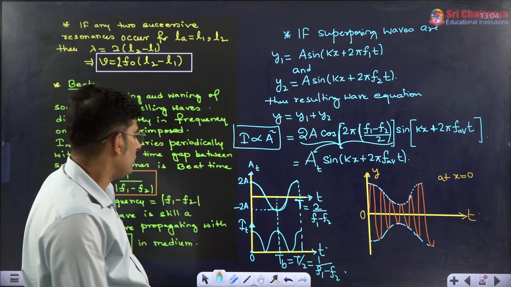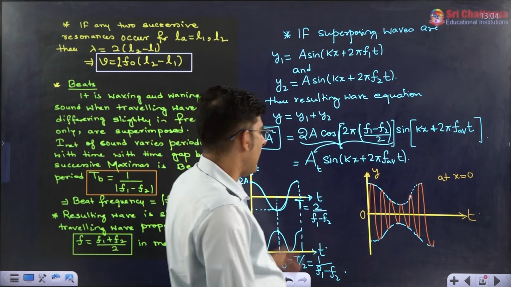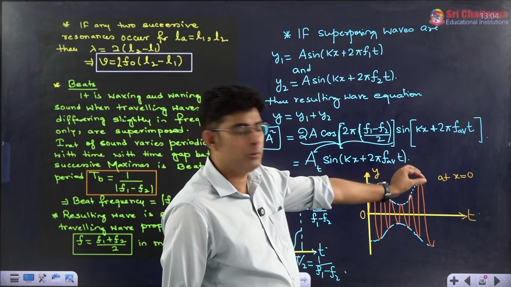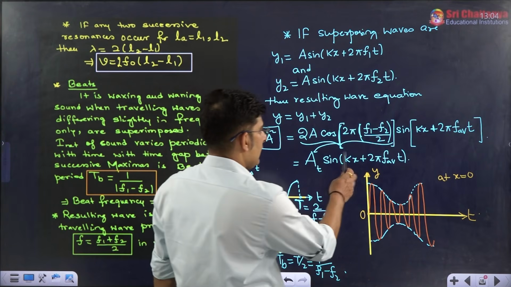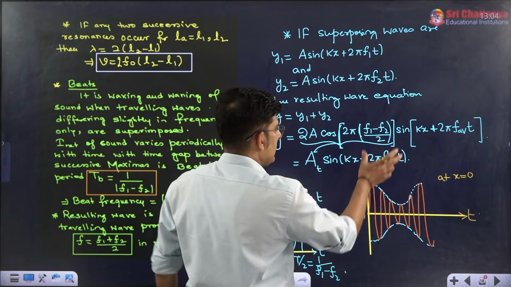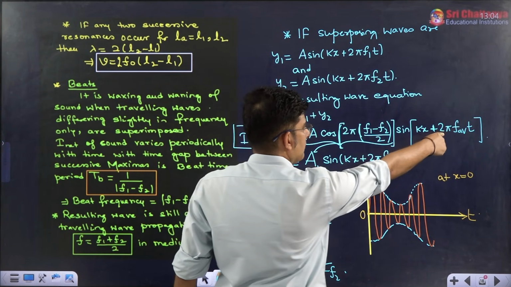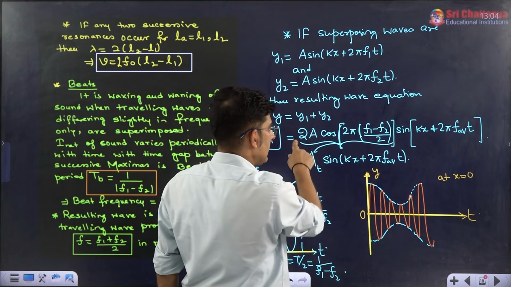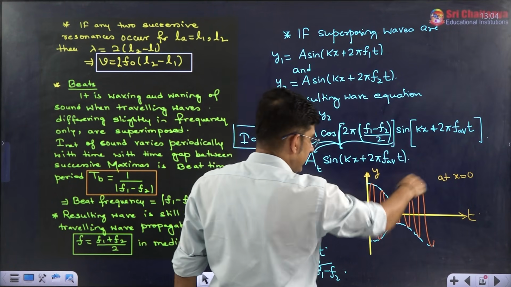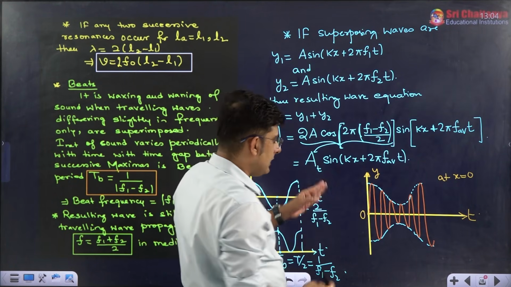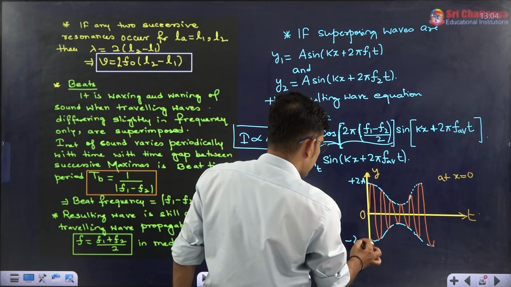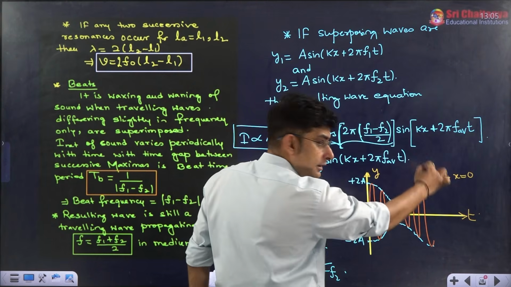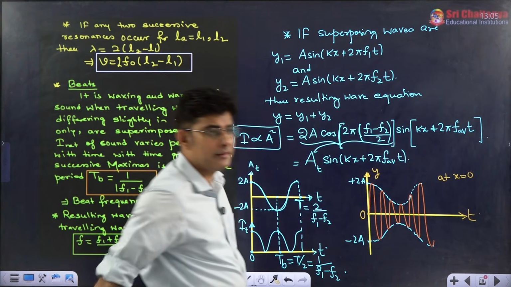Understood? If you see the overall waveform at any position, suppose x equals 0, you have a sinusoidal wave which is moving, and you see that this amplitude part is fluctuating. So y will vary between plus 2a and minus 2a, sinusoidally. This is the waveform of the beats.